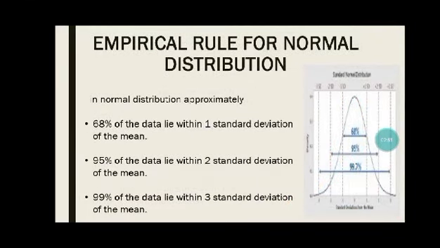So, the next is the empirical rule for normal distribution. In a normal distribution, approximately 68% of the data lie within one standard deviation of the mean, 95% of the data lie within 2 standard deviations of the mean, and 99% of the data lie within 3 standard deviations of the mean.